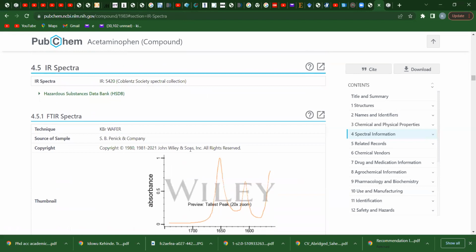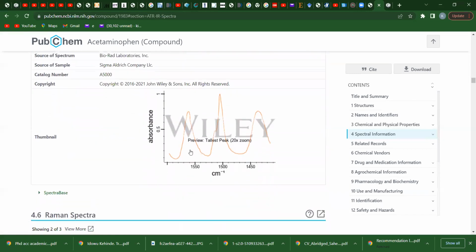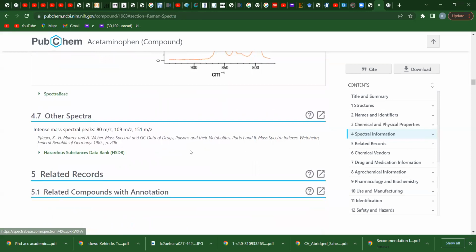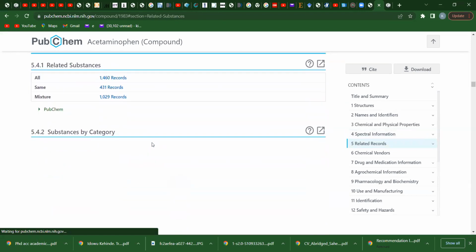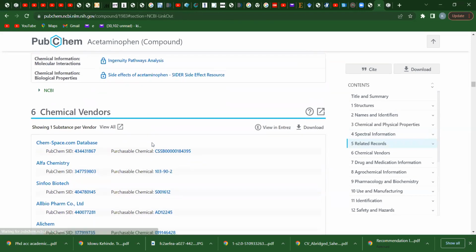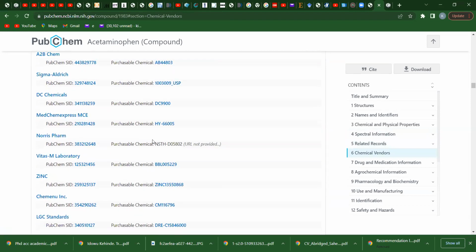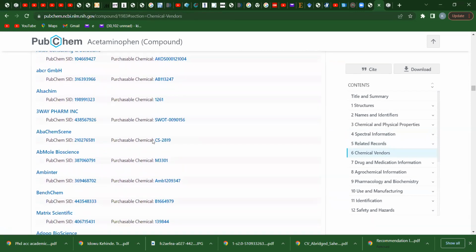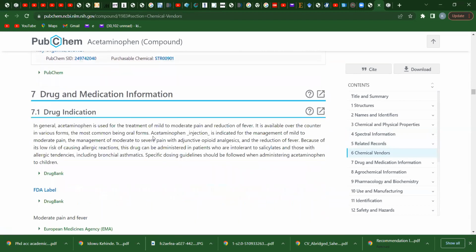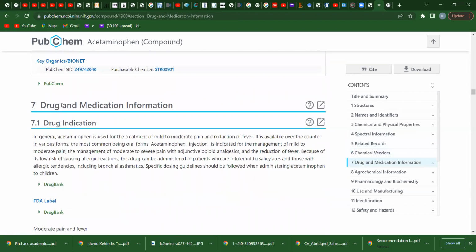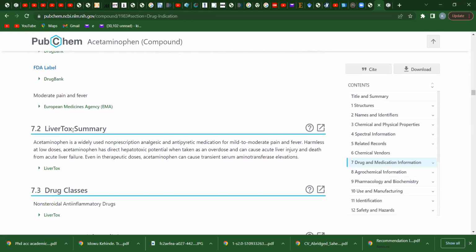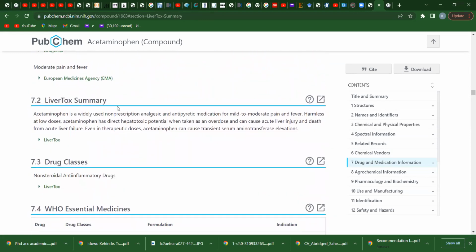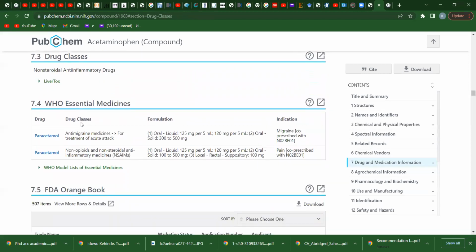Can you see? So we have a lot, even the UV spectrum, the Raman spectrum, other spectra, related compounds, everything. Then it will even give information on where you can buy it, where you can get it. So it is a complete database for any form of drug you can even imagine. Now it gives information about drug and medication. What are the drug indications? What are the side effects? You understand? It will even give you the liver toxicity summary, drug class, WHO essential medicine.